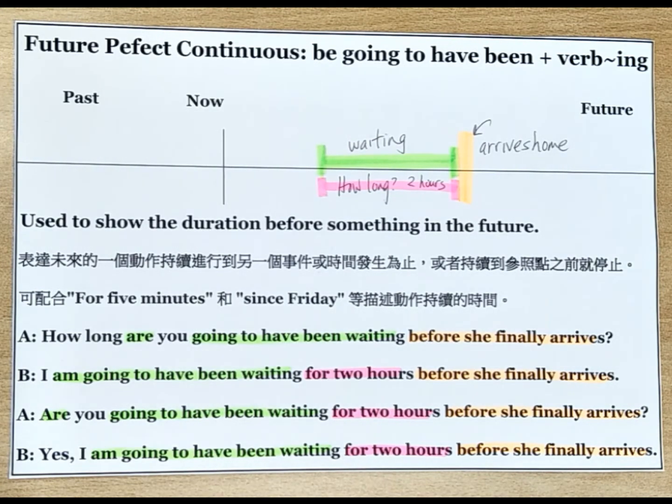Let's look at the orange. The orange represents when she arrives home. That's in the future. But notice, before she finally arrives is a time adverb clause. In the time adverb clause, we never use the future tense. We can use the simple present instead. Well, before she arrives home, you are waiting. That's the green. You are waiting for her. How long? For 2 hours. All this happens in the future.